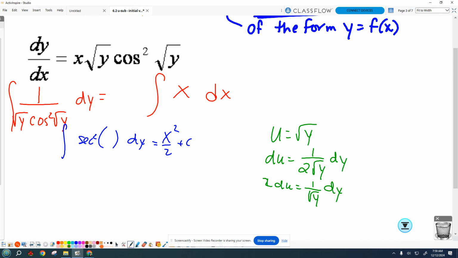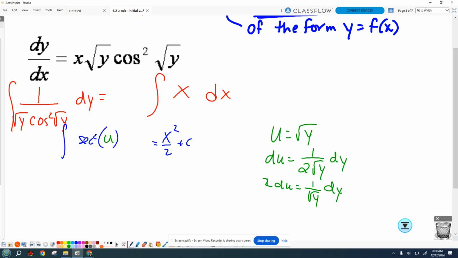And I'm a purist, I prefer to keep the letters always separate. Yeah, Amelia? Why would u be square root of y, not just y? Okay, well, let's try this. This would have become secant squared square root of y. It's now secant squared u. And if u is just y, was there any reason that we should have changed the letters?